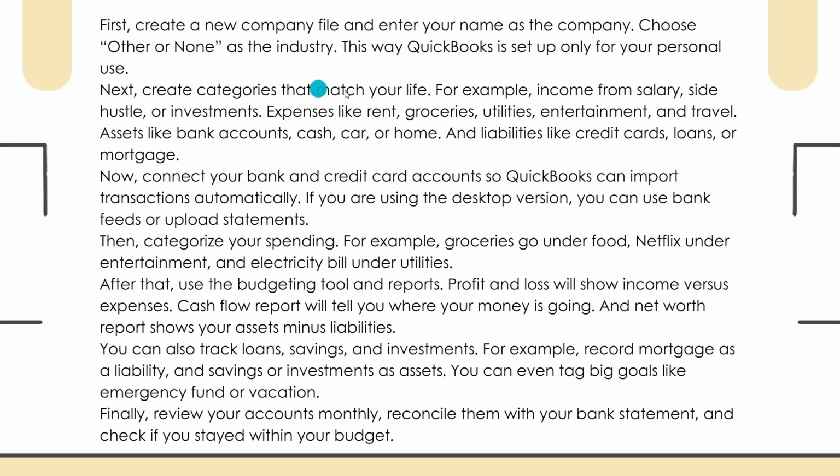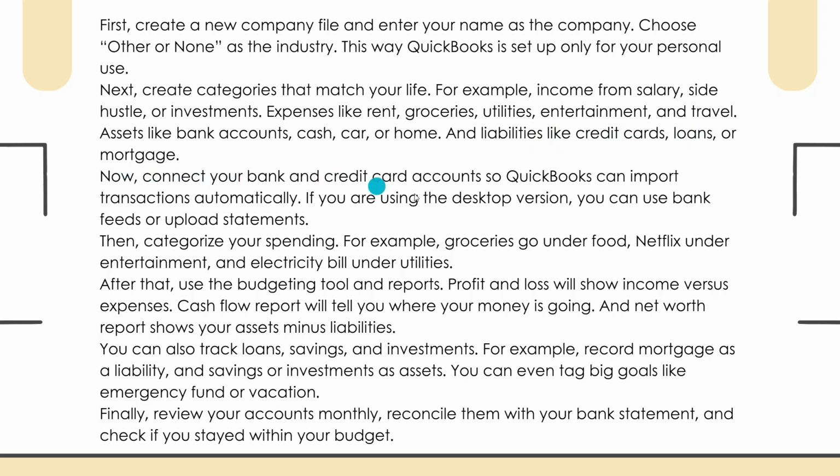Next, create categories that match your life. For example, income from salary, side hustle, or investments. Expenses like rent, groceries, utilities, entertainment, and travel. Assets like bank accounts, cash, car, or home. And liabilities like credit cards, loans, or mortgage.